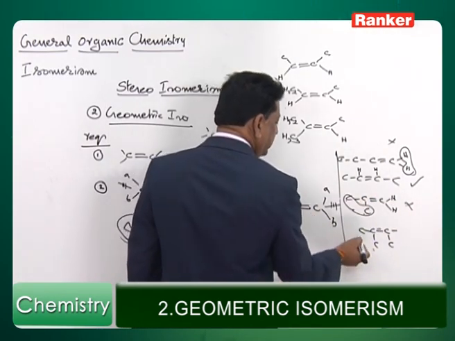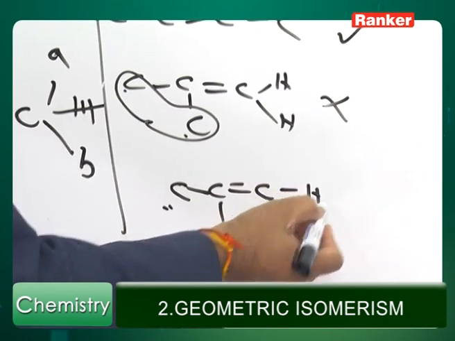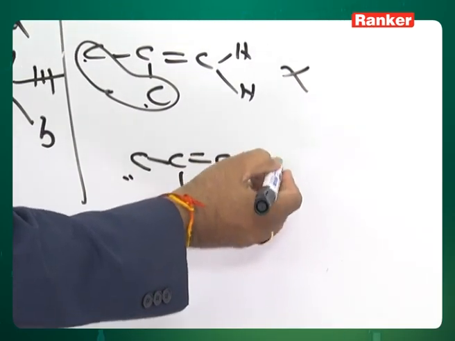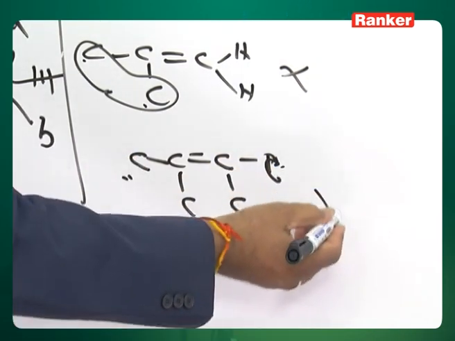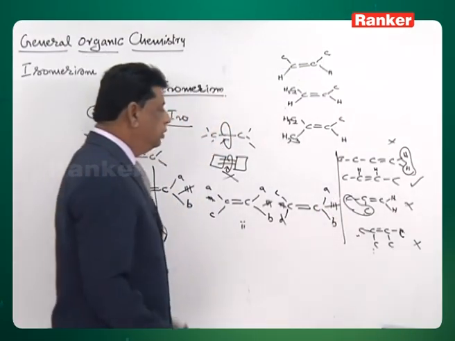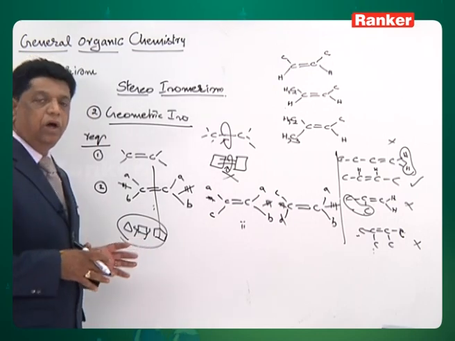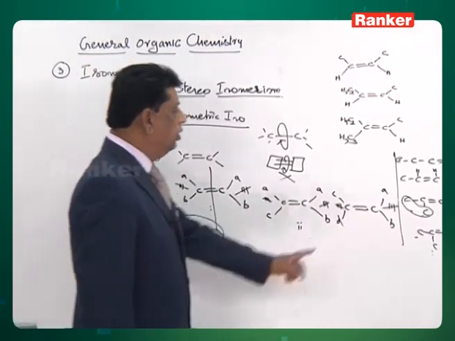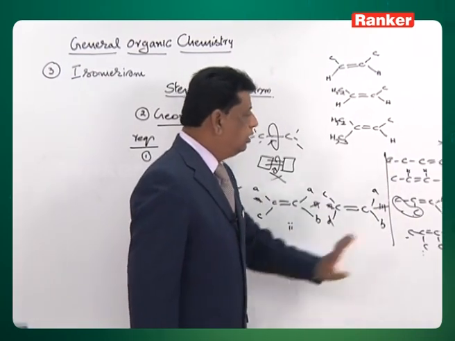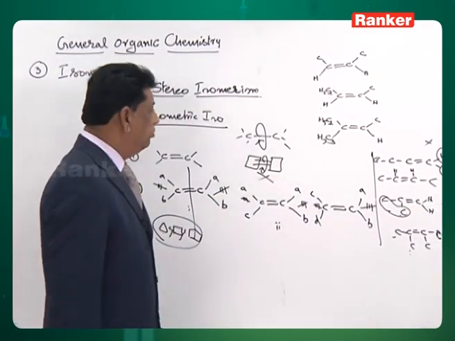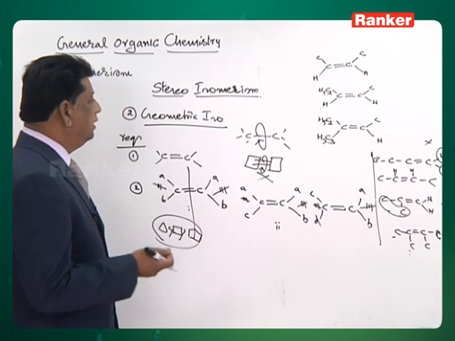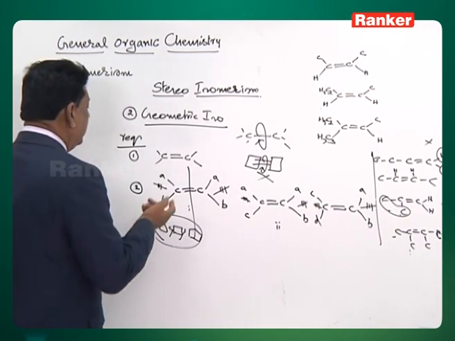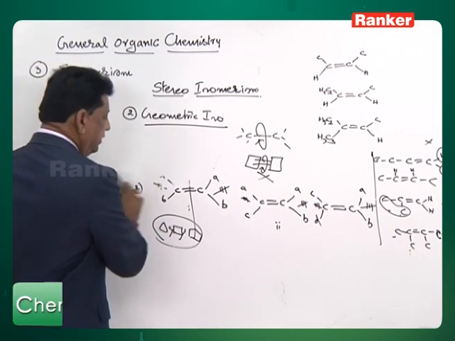Here also two methyls are there, one hydrogen, but on this side also you can take methyl. So both sides methyl, not eligible. So on both sides you must have non-repeatable groups, then you will get this eligibility. So except these two, all are not eligible for geometric isomerism. Let us see a specific example, taking non-repeatable groups, and how it differs in properties.